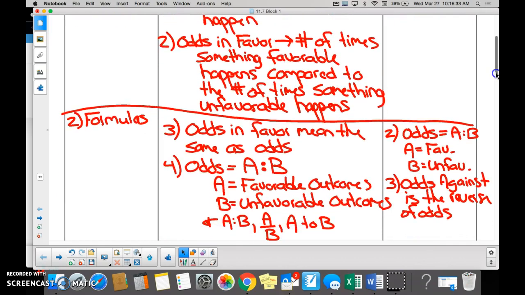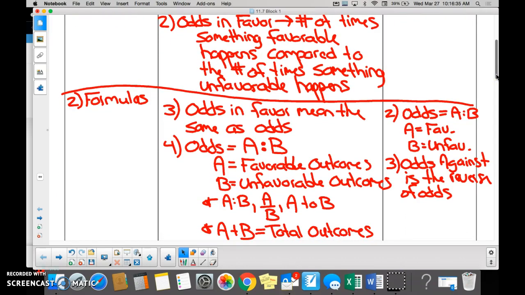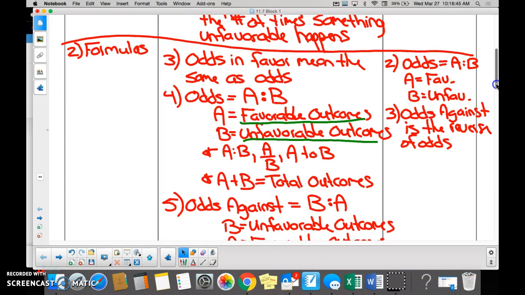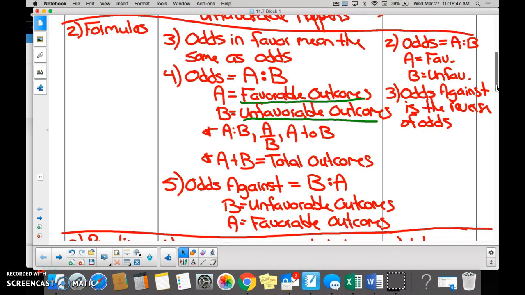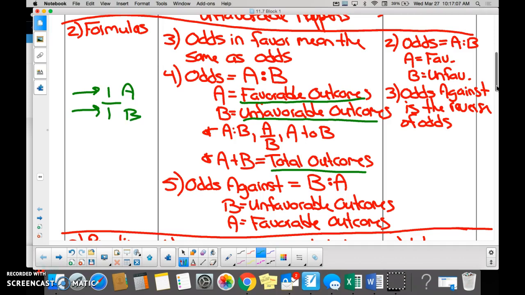Formulas. So the formula to calculate odds would be A to B, and A represents what? Favorable outcome. And B represents what? Unfavorable outcome. And you can express odds in three ways: using the colon, using a fraction, or using the word "to." And then with odds, so for example, the odds of flipping a head are 1 to 1, right? Because heads would be a favorable outcome and tails would be unfavorable.